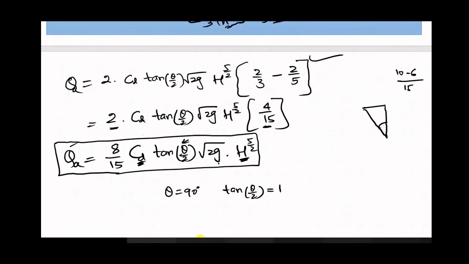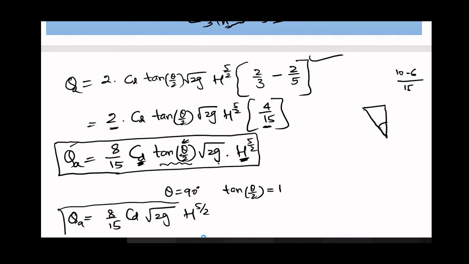Okay. Then the actual discharge for a right angle triangular notch will be 8 by 15 CD. So this tan theta by 2 will become 1. So square root of 2g h to the power of 5 by 2. If it is an equilateral triangle, then you take theta equal to 60 degree, substitute it here, calculate tan theta by 2 and substitute in the equation. Okay, it depends upon the type of notch here.